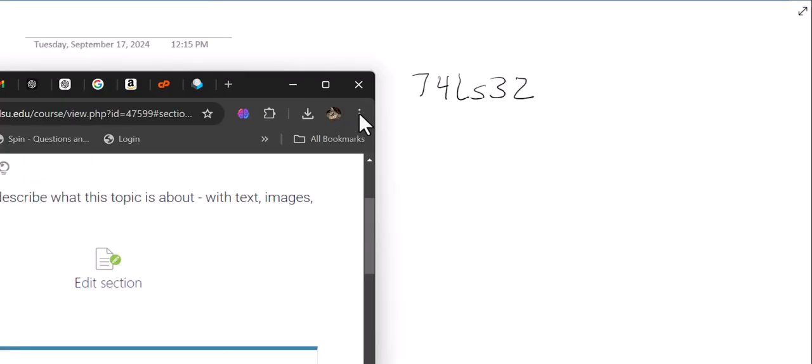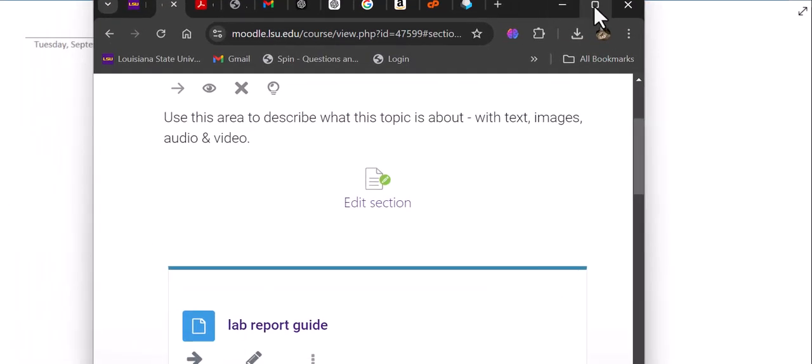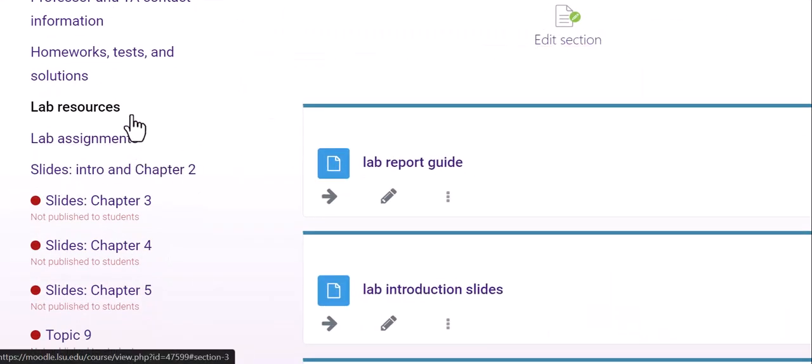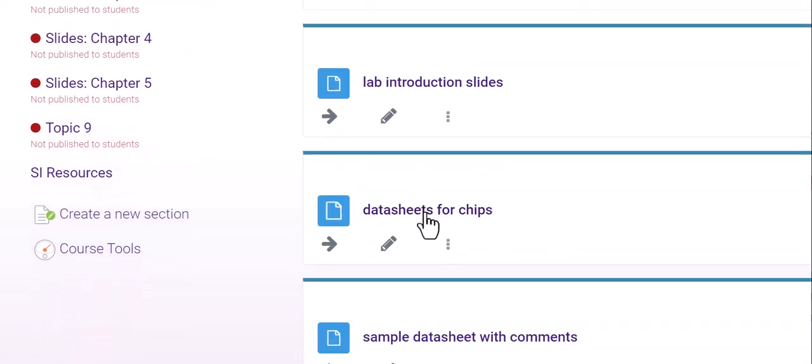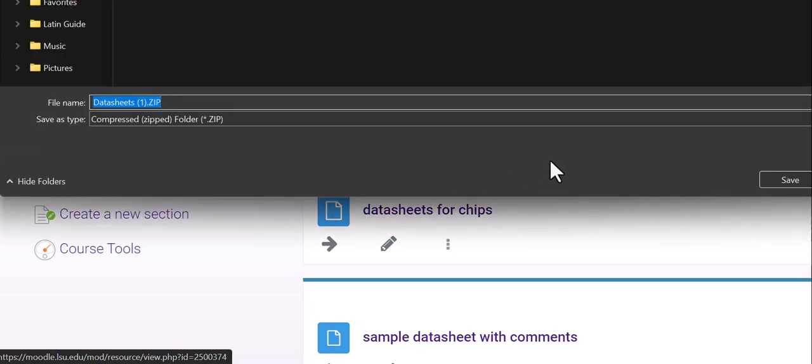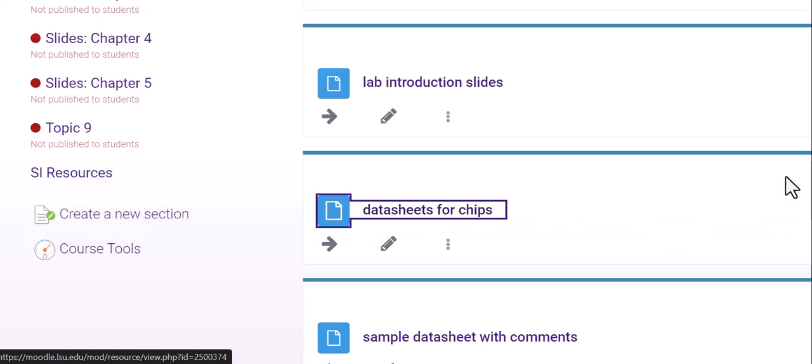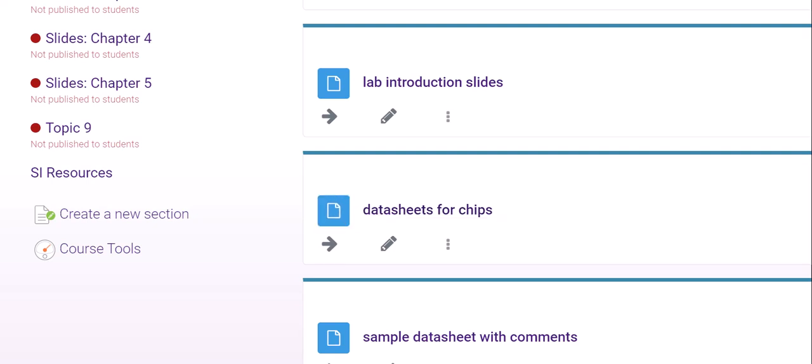So the chip I'm going to do is, I believe, the 74LS32. And the way I find it is I go to the Moodle site and I go to lab resources, and you have the data sheet for chips, and you'll download that. It'll be a zip file, and then you unzip it.